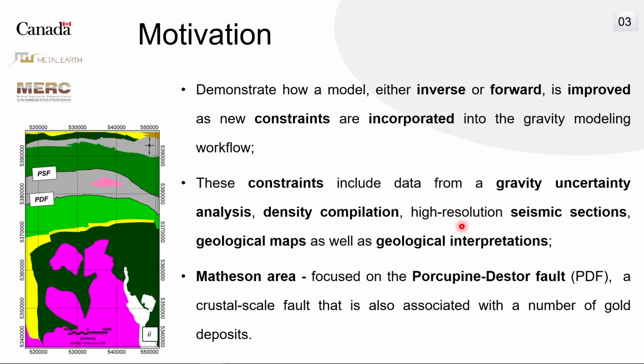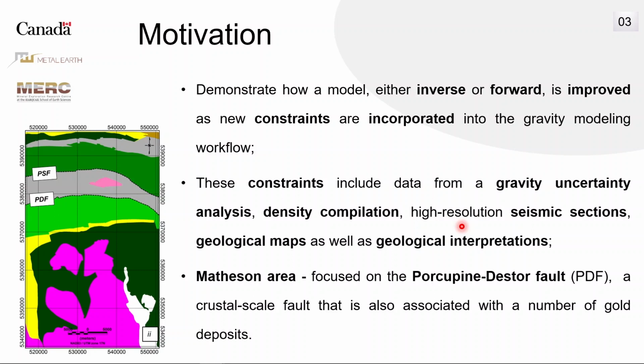So in other words, demonstrate how a model, either inverse or forward, is improved as new constraints are incorporated into the gravity modeling workflow. And these constraints in this case include data from gravity uncertainty analysis, which we usually don't take as a constraint, but we can use, and I'm going to show you. Density compilation, high resolution seismic sections, geological maps, as well as geological interpretations.